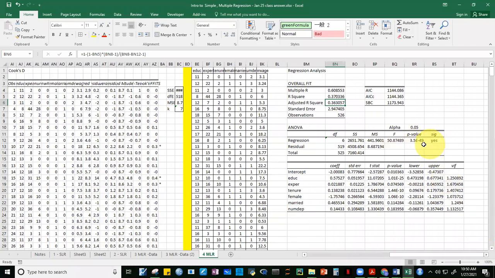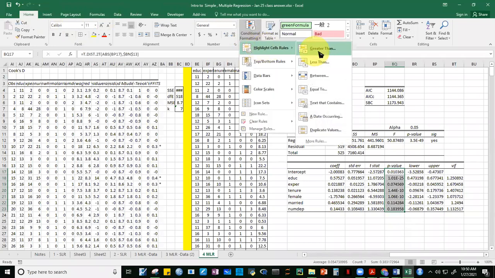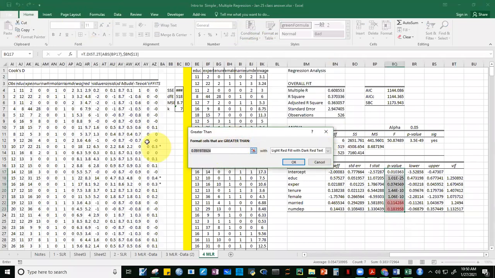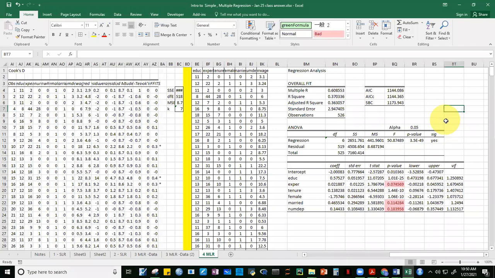Tapos, again, significant ba, guys, yung overall model natin? Yes. Take note na 6 na lang yung regressors natin. Okay? And then, again, titingnan natin dito, guys, sino yung mga significant? Home, conditional formatting, highlight cell rules greater than 0.05 natin. Okay. So this time, guys, ang model natin, may iba na yung mga values, no? This is another model. And ang insignificant natin, itong tatlong to. So we'll create another model for this.